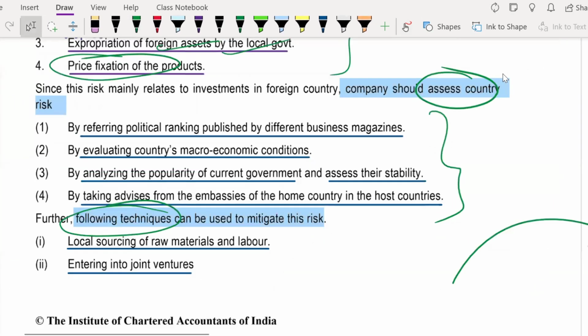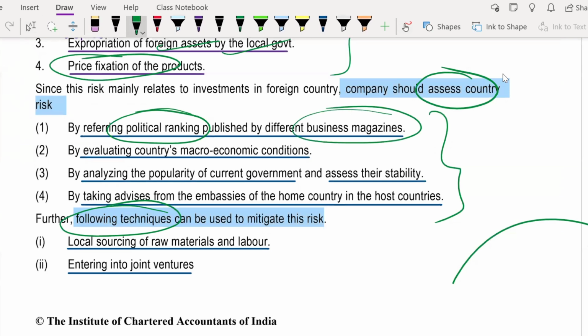How can you assess whether there is a political risk or not? You can see the political ranking of the country, which is published in different business magazines. How is the political ranking? How good would it be if you start a business there or not?